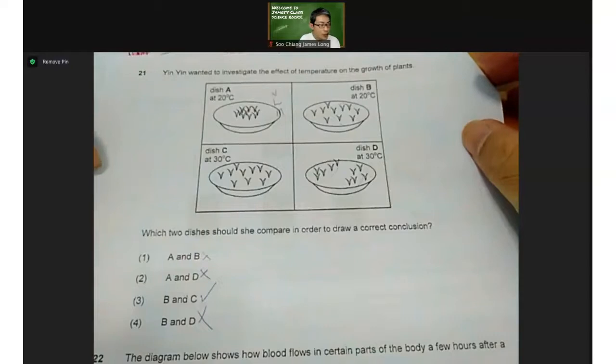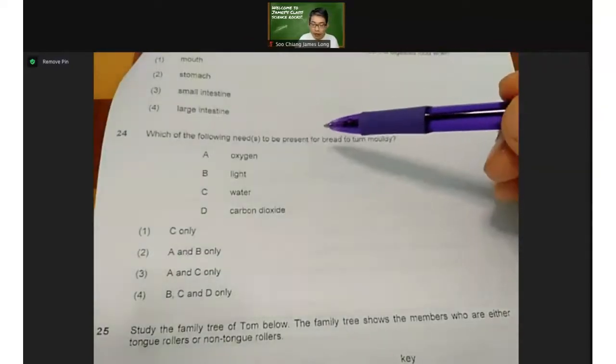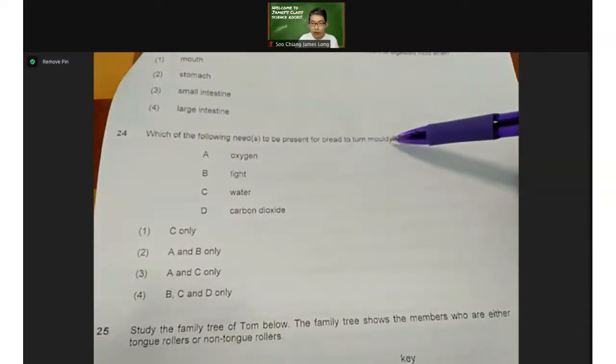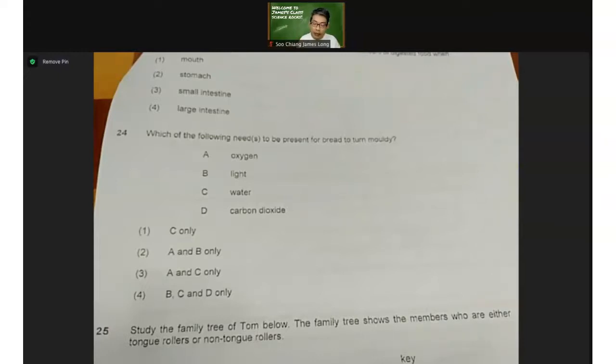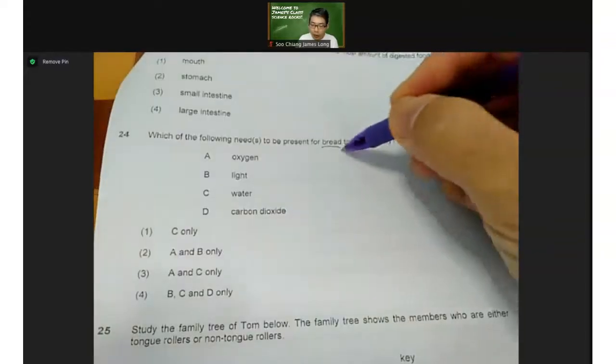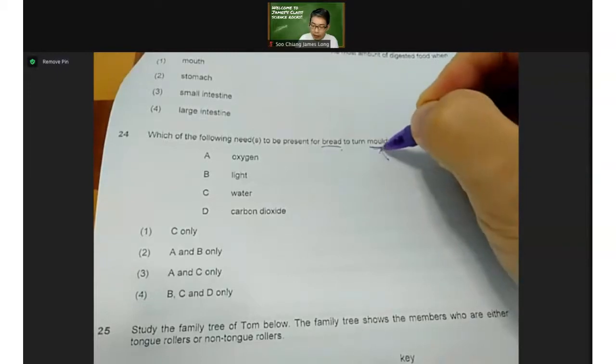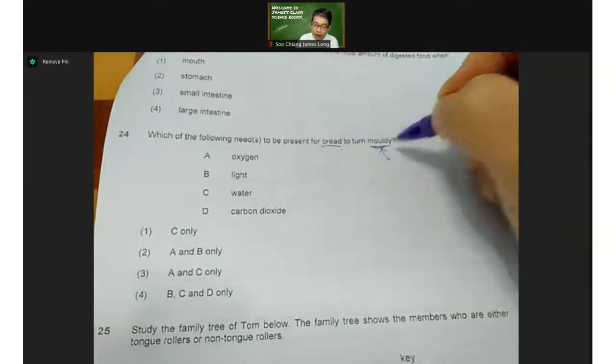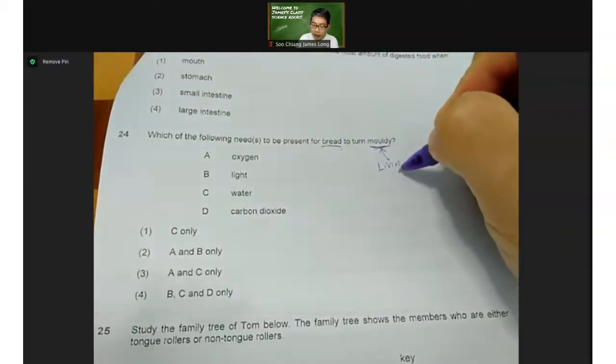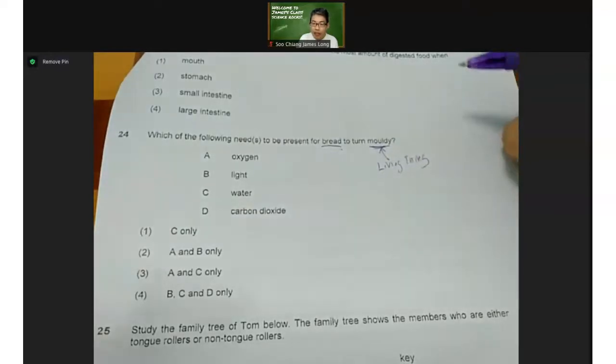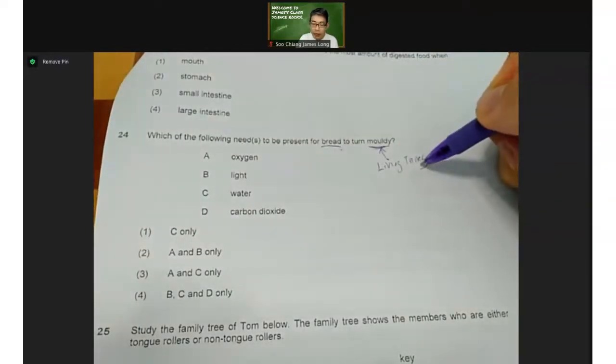Let's go to the next question, which is question 24. Which of the following needs to be present for bread to turn moldy? Now, again, remember we're talking about the topic of diversity of living things, and one of the things that we learned in that topic is living things need air, food, and water. So if it turns moldy, it means that the mold is the thing that's growing on it. This is the living thing that we're talking about in this question. Not the bread, but the mold.